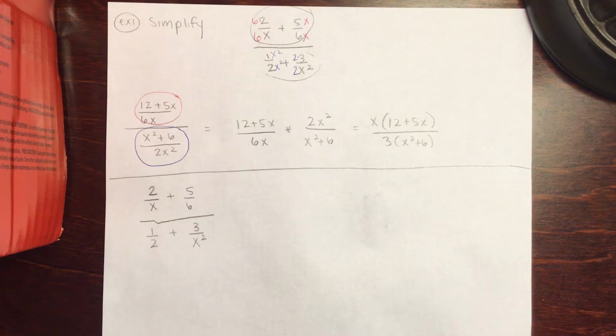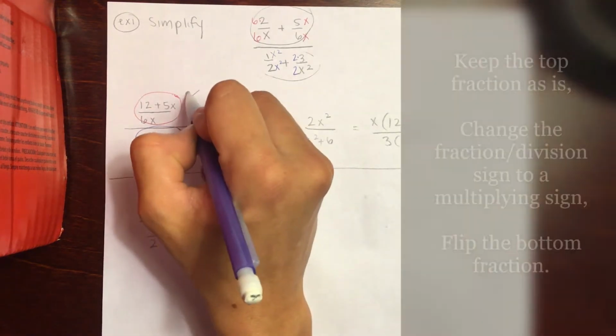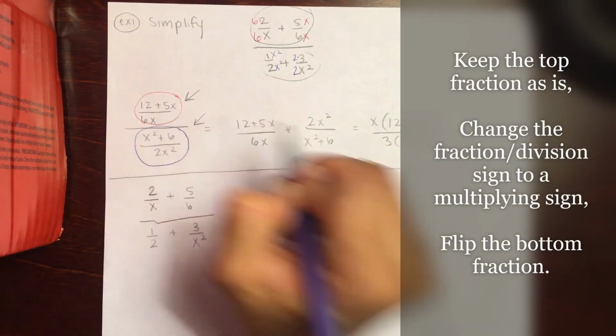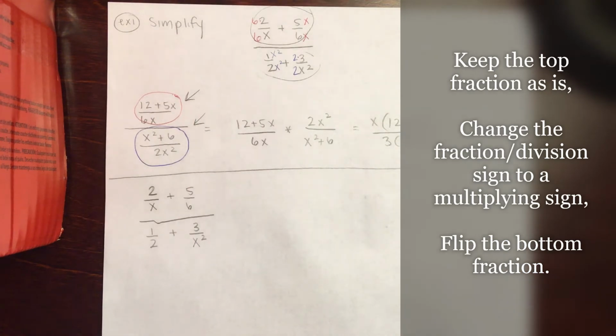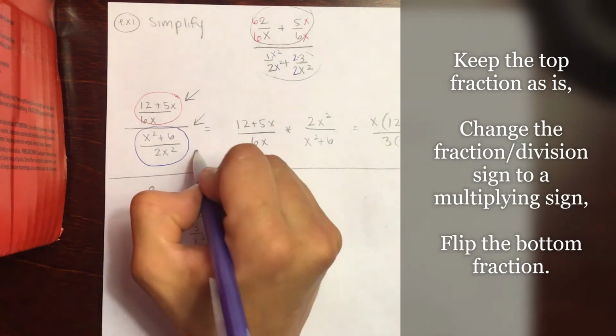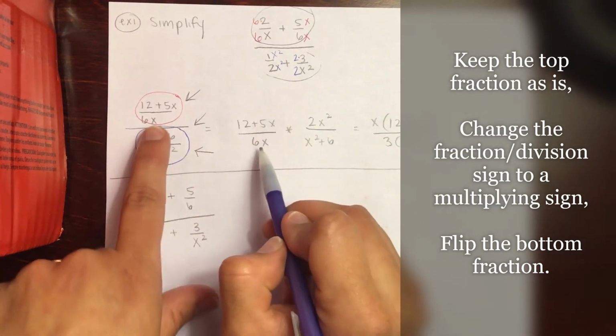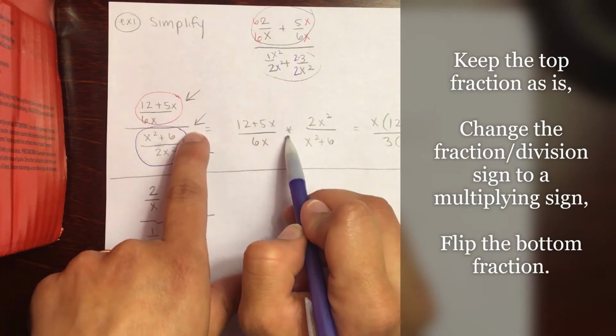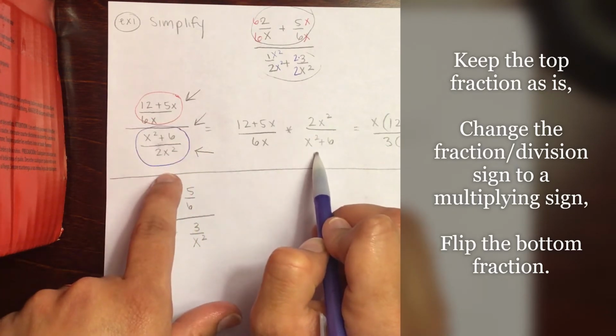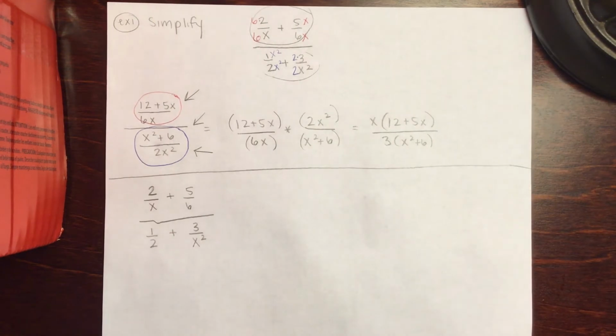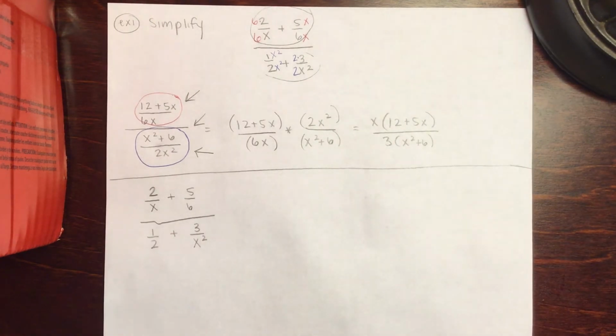Okay, now I can keep the top fraction as is, change this fraction division bar sign to a multiplying, and flip the bottom fraction. So keep the top fraction as is, change division to multiplying, and flip this fraction. When we're simplifying, you need to factor and cancel if you have a fraction. So if I factor everything here, nothing factors actually, but I can cancel.